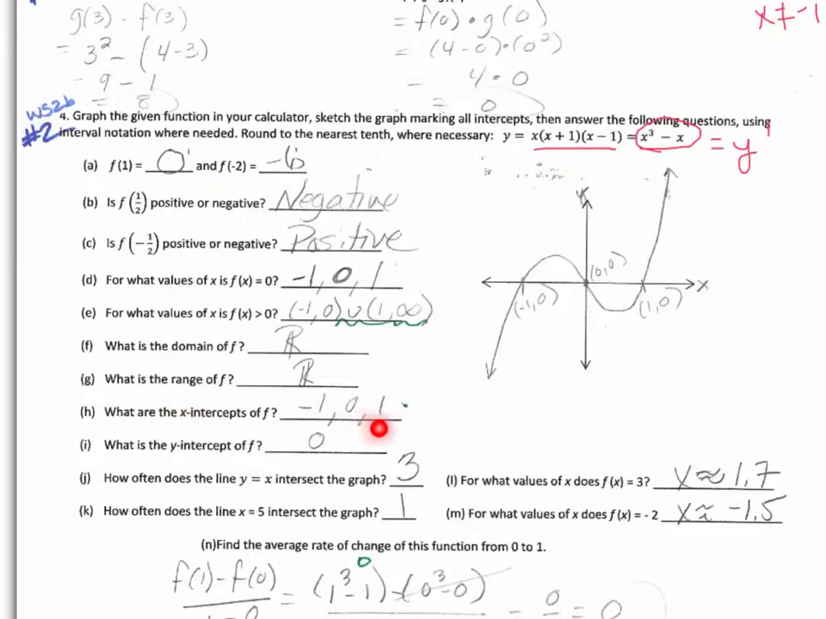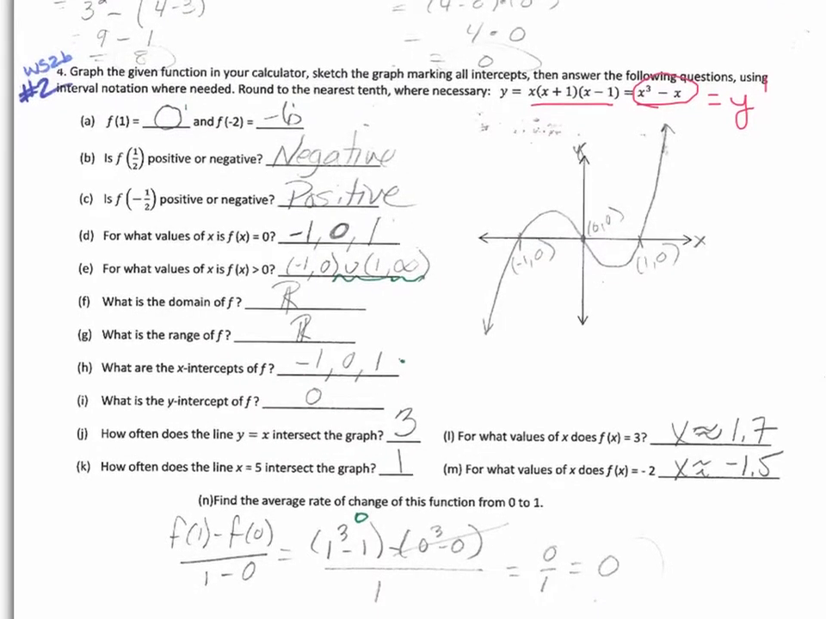What are the x-intercepts of f? That's really the exact same question as part D, so you're looking for these 3 points. What is the y-intercept? Where does it hit the y-axis? It hits at this point, 0, 0. And I accept here either just a 0 or the point 0, 0.